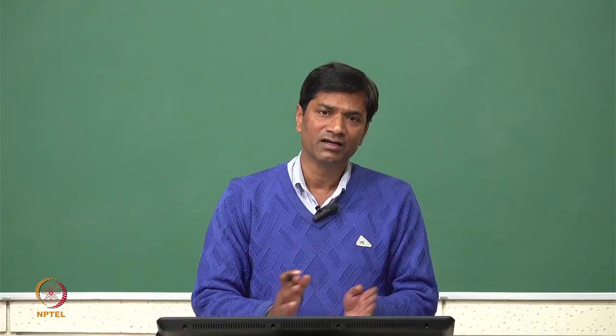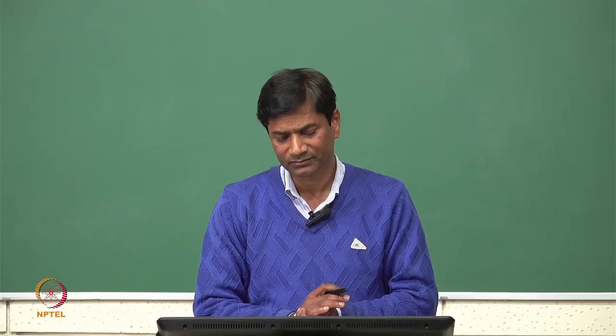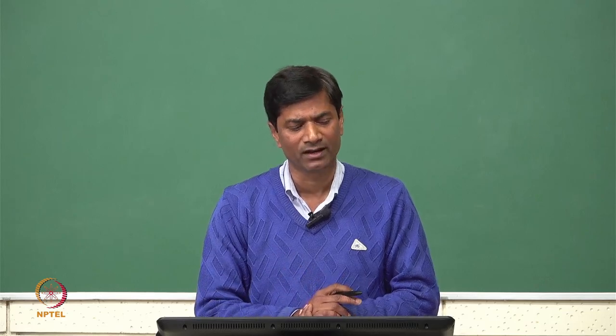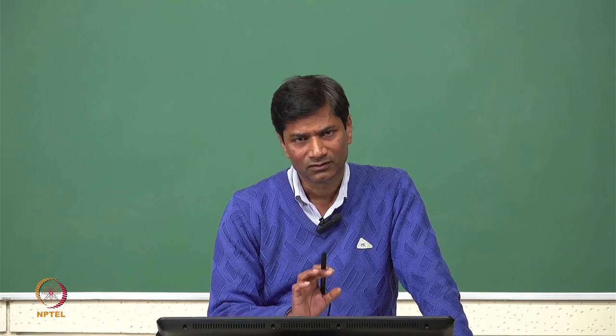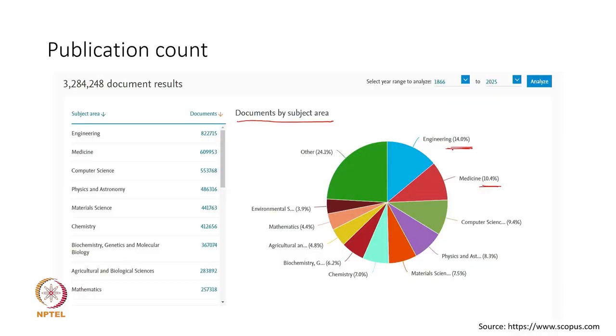If we want to further analyze and find out the publication count or documents by subject area for the country affiliation of India, then we see the share of engineering is the most, followed by medicine. Hence, the largest number of articles were published in the field of engineering, followed by medicine and so on.